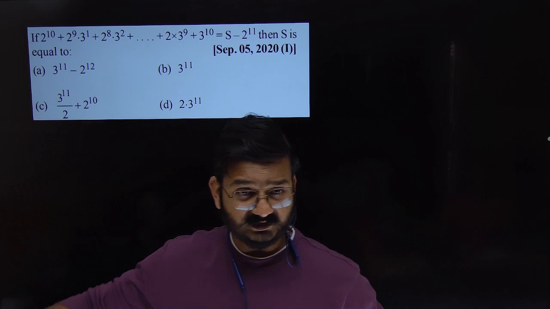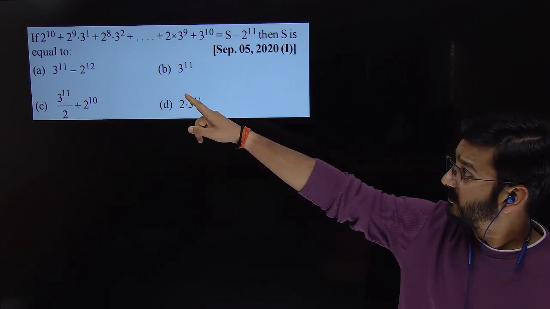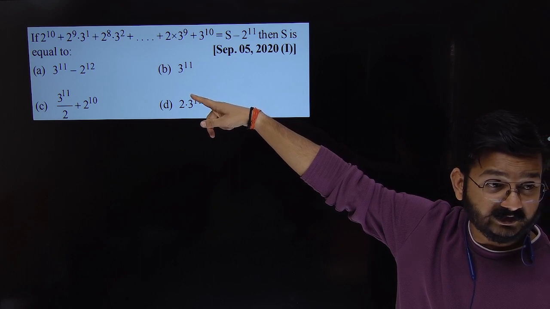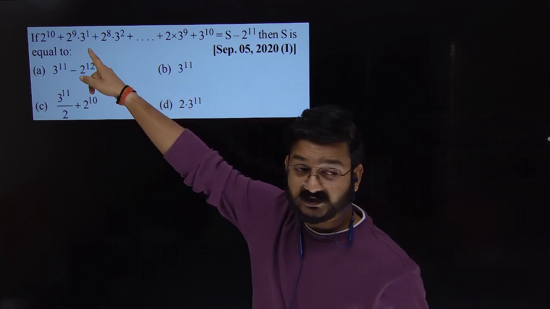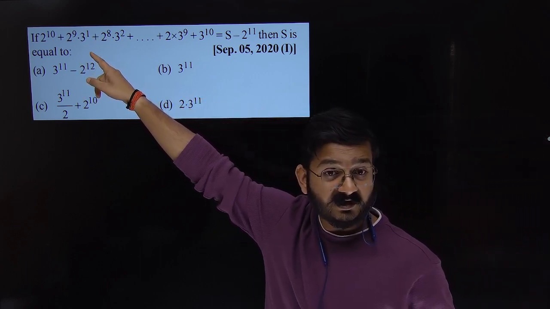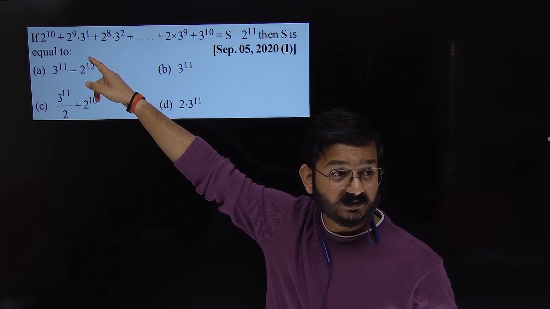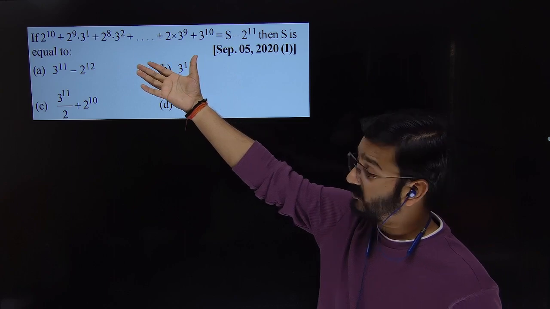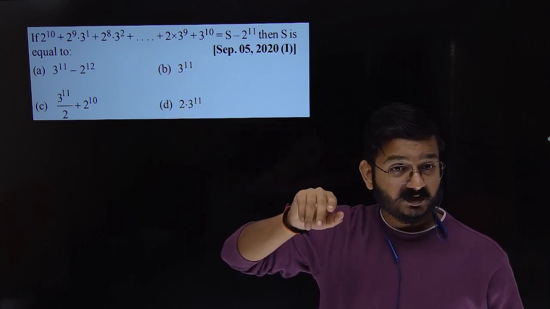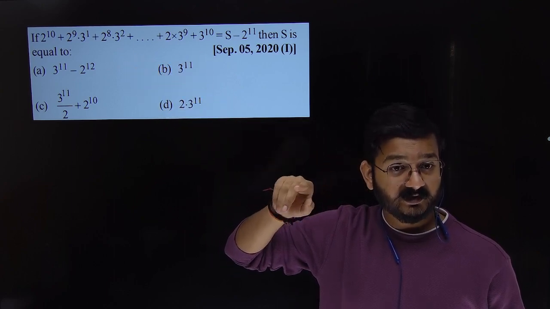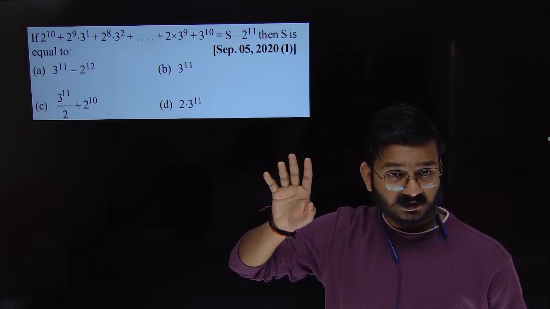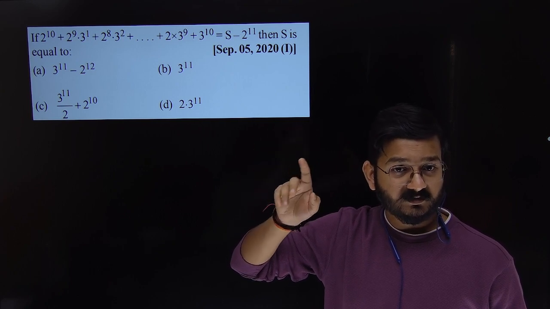Simple question. It is a GP. Can you guys see that it is a GP? What is the common ratio? 3 by 2. You can see that the power of 2 is decreasing by 1 and the power of 3 is increasing by 1. So the common ratio is 3 by 2, and this is a GP. All of you know the formula: a into (r to the power n minus 1) divided by (r minus 1).